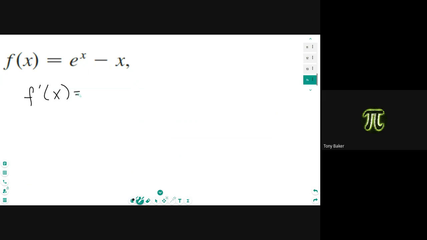What's f prime of x? Remember, in a subtraction, we can split things up and look at them in pieces. We know the derivative of e to the x is e to the x. What is the derivative of x? 1. So it's minus 1. What's the second derivative? That's the derivative of the derivative. So this would be just e to the x, and the derivative of 1 is 0.